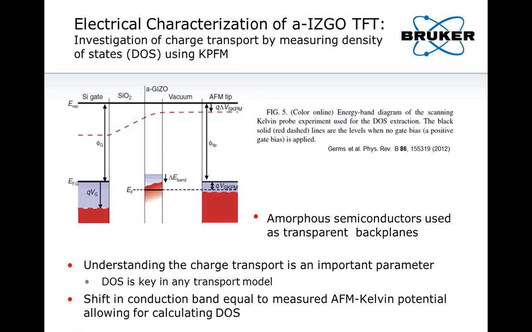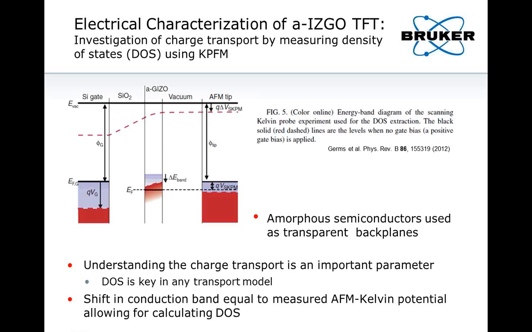And if you want to find that out, you actually have to somehow measure the density of states. Often, when you have a transport mechanism, you can extract the density of states as a fitting parameter. But in this case, we want to understand the density of states, so we have to measure it independently. And again, Kelvin probe microscopy can be used to do that here.